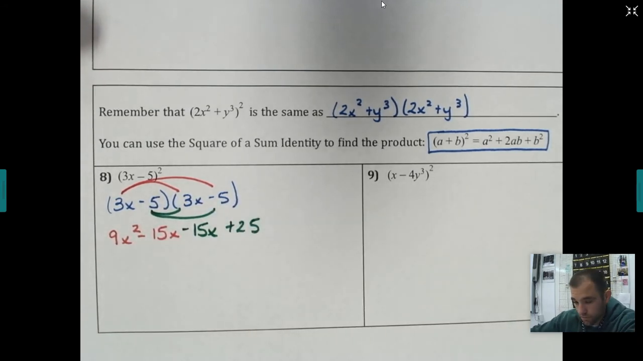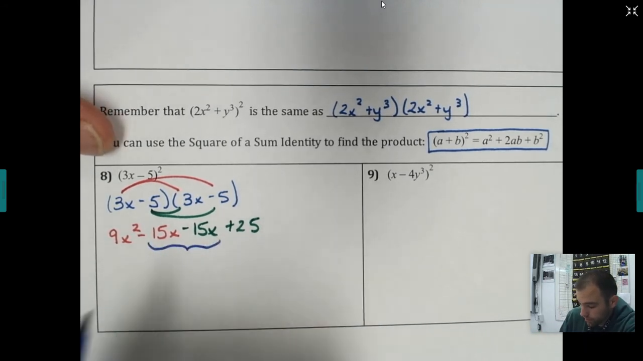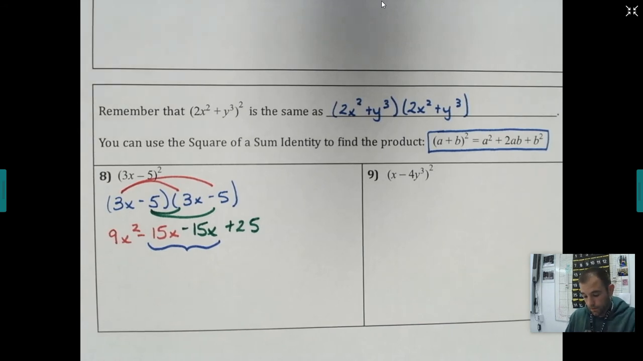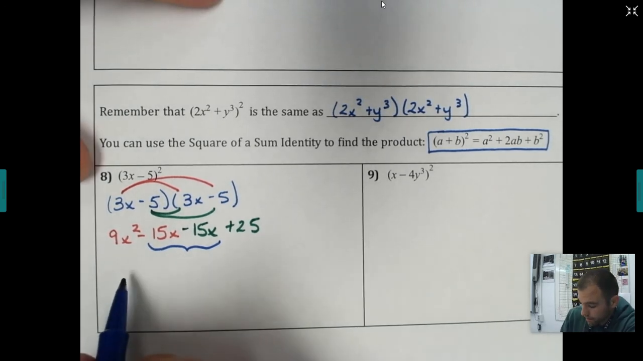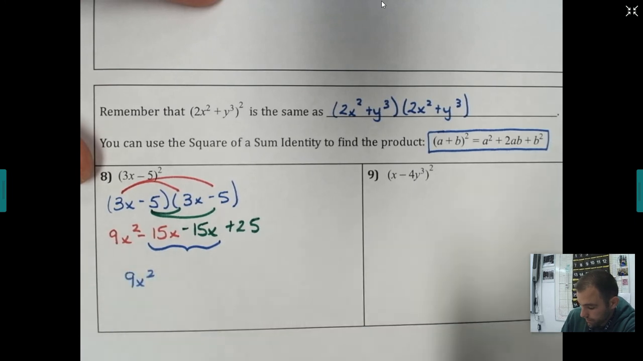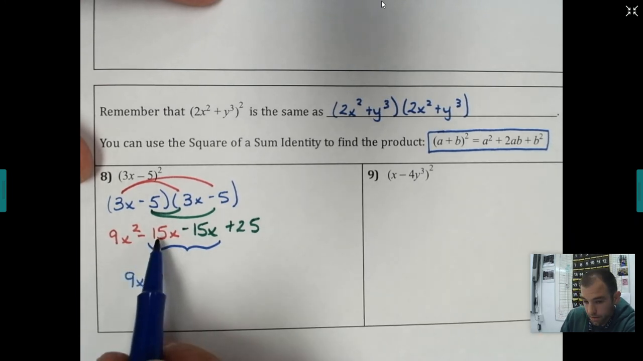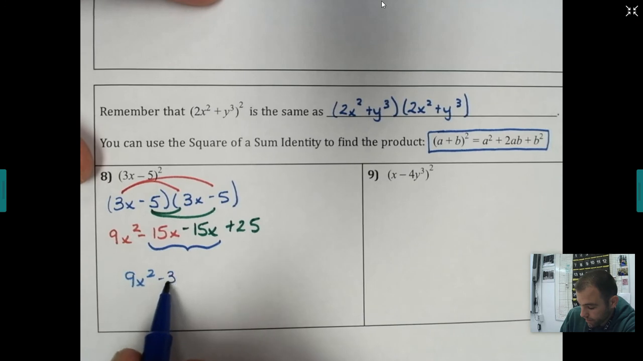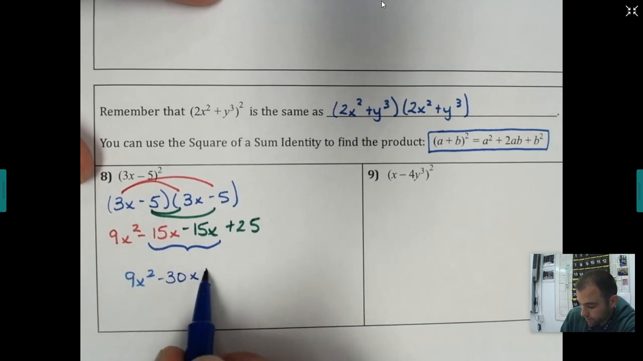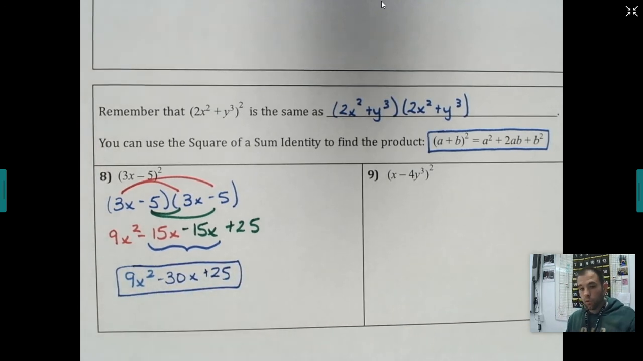And if you've done this right, in this kind of problem, these two things in the middle, you should be able to combine. And if we did that, the 9x squared is going to stay the same. Negative 15 minus 15 is negative 30x. And then the plus 25 stays exactly the same. That would be our answer. Once you know the process, you do the same exact thing, just distribute.